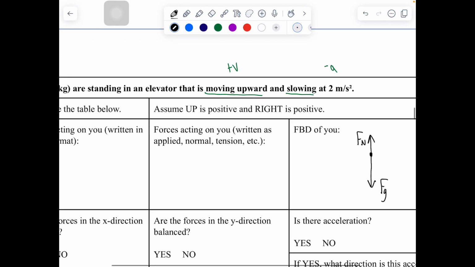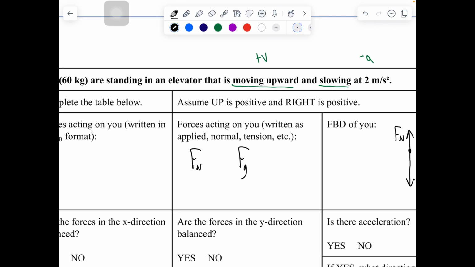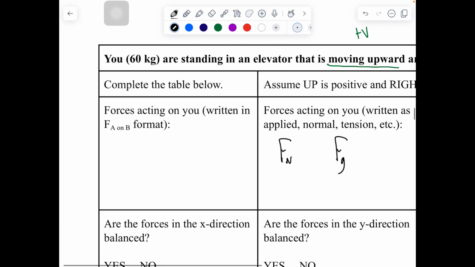What are the forces acting on you? Normal force and gravity. Again, normal force is the ground on you, and gravity would be the earth pulling on you.